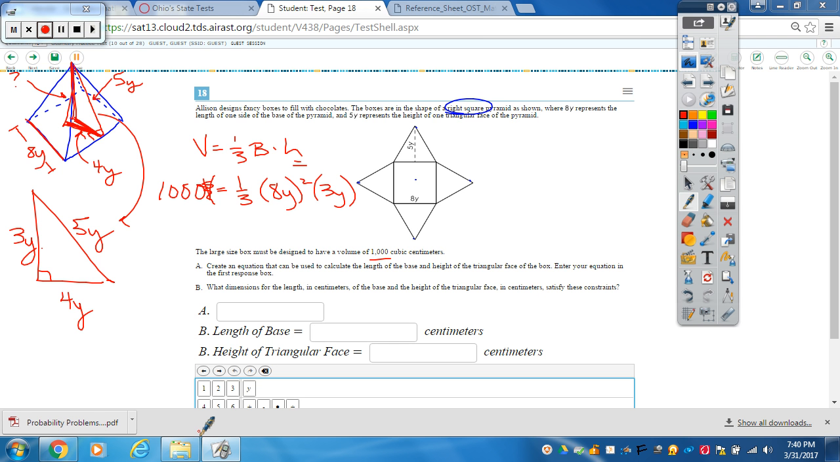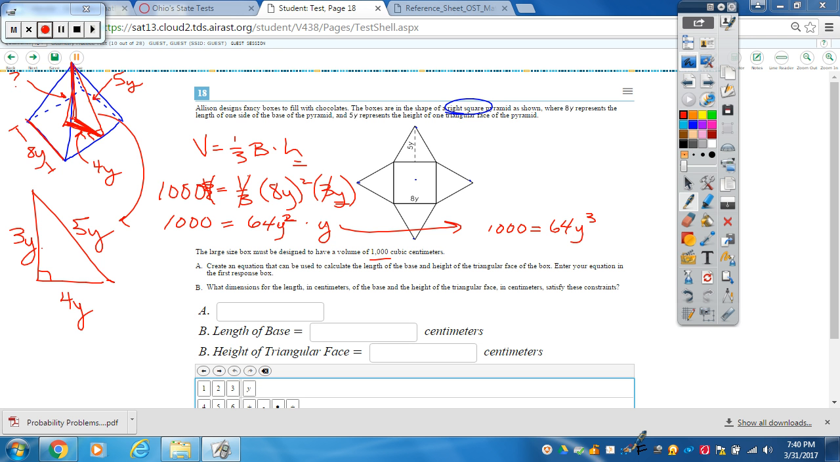So I would simplify this equation as much as I could and then solve for y. I know 1/3 of 3 is just 1, so those are gone. If I take 8y squared, that's actually 64y squared, and we're going to multiply that by this y right here. When I work this out, y times y is y cubed. So my equation will actually look like this: 1,000 is equal to 64y cubed.